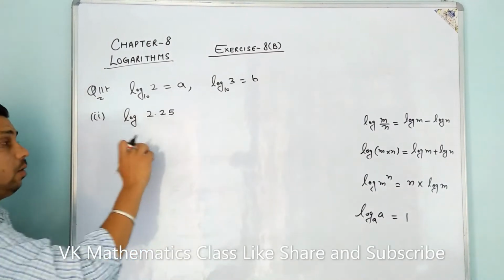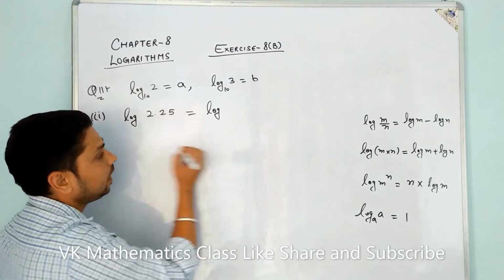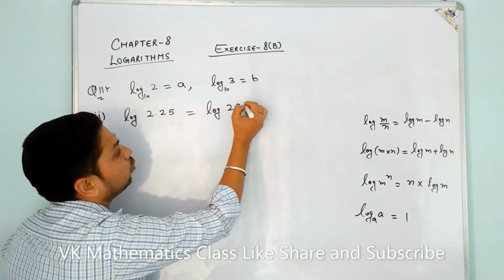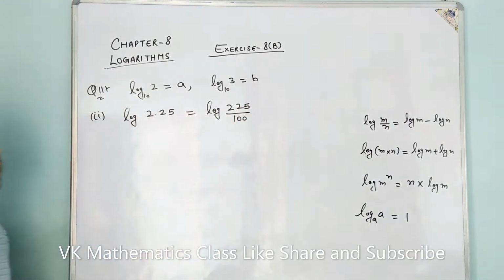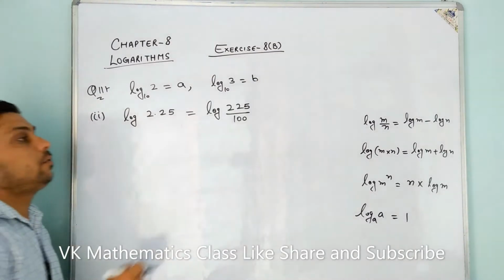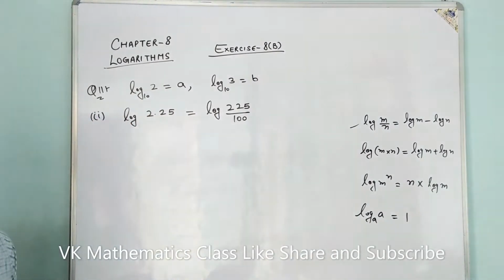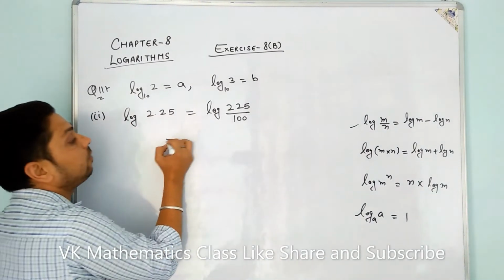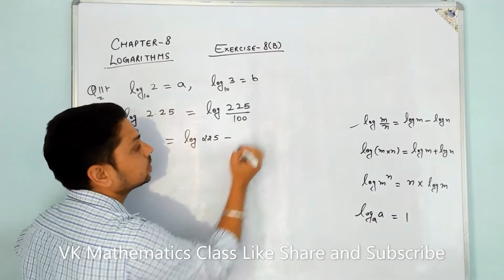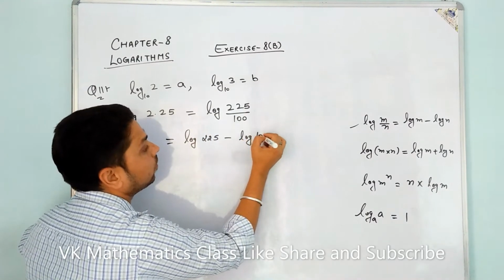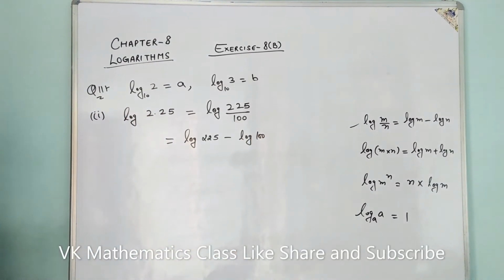Now first remove the decimal here. It will give you 225 upon 100. Now applying the property log of m over n is equal to log of m minus log of n, it will give you log of 225 minus log of 100.